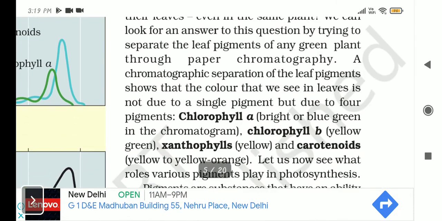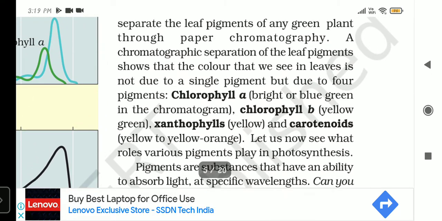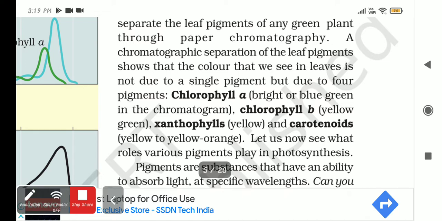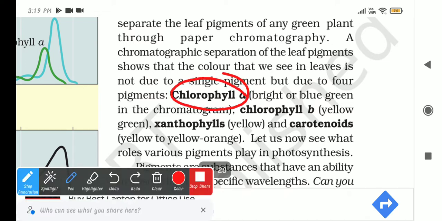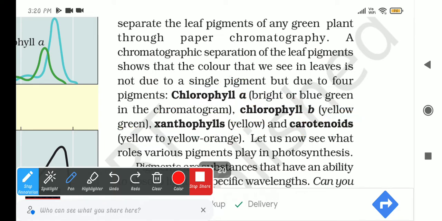Look, we have some pigments, like chlorophyll A, which looks bright or blue green. In the chromatogram we have chlorophyll B, whose color is yellow green, then xanthophylls, which is yellow, and carotenoids, which is yellow to yellow orange. Okay, you have to learn the colors also.